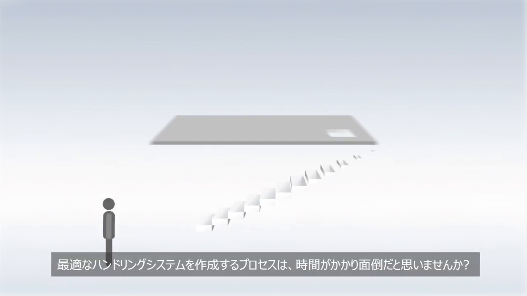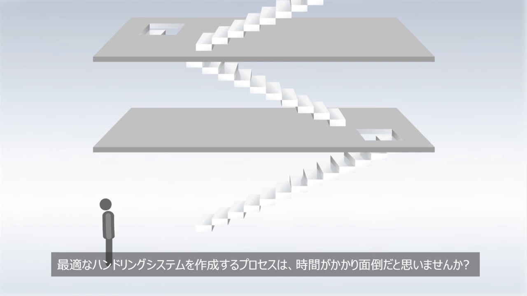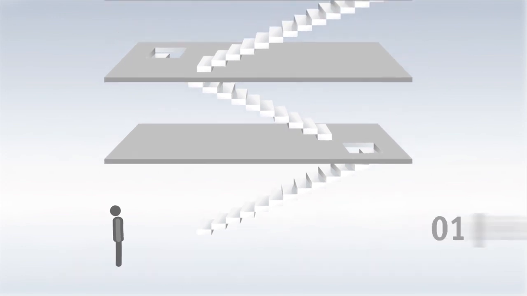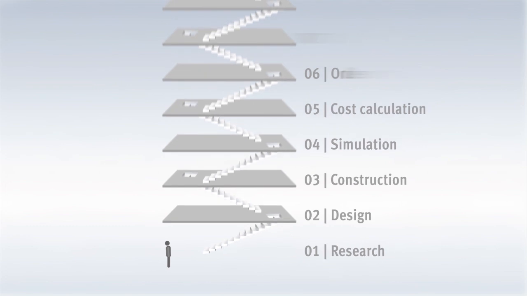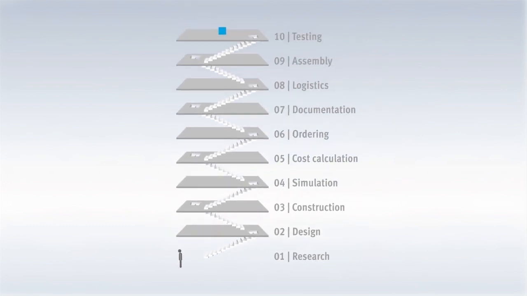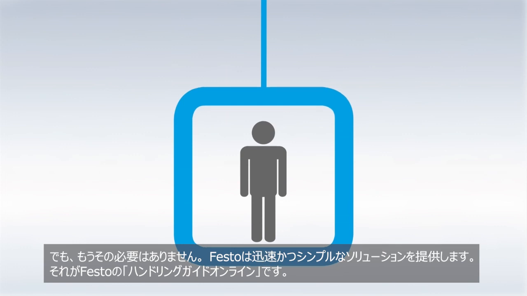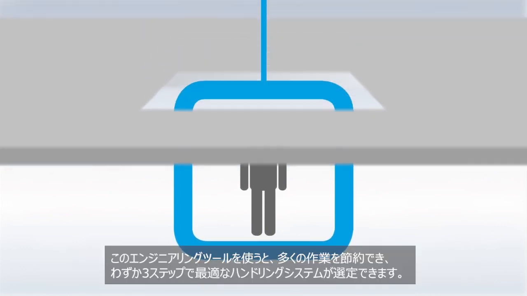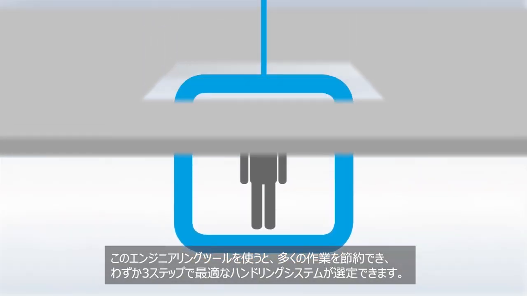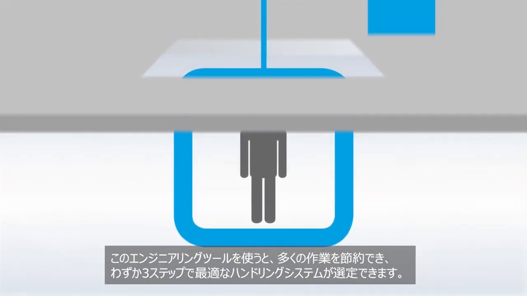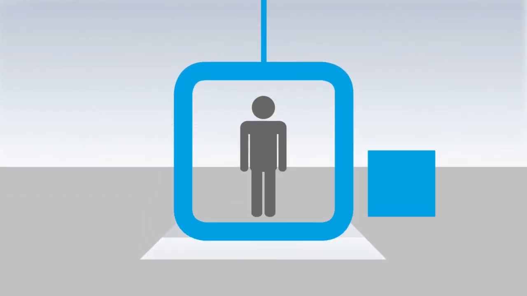Do you find the process of creating the right handling system slow and tedious? It doesn't have to be anymore. Festo has a fast and simple solution for you. It's Handling Guide Online. This engineering tool saves you a lot of work and can take you to a suitable handling system in just 3 steps.